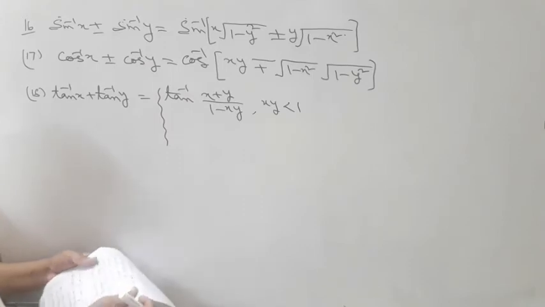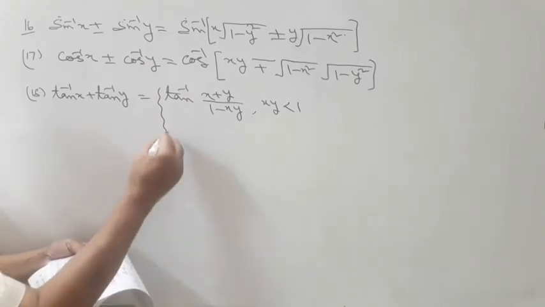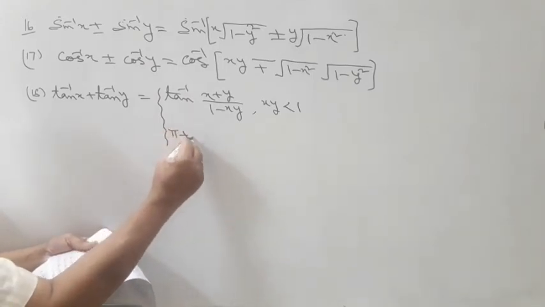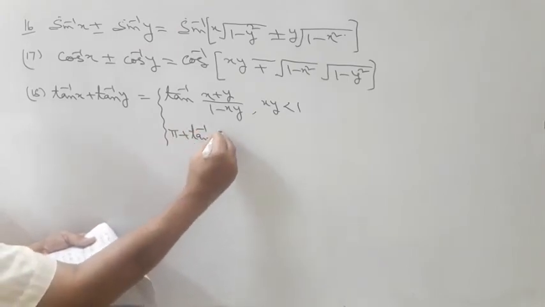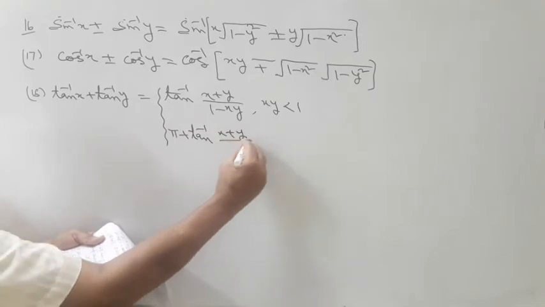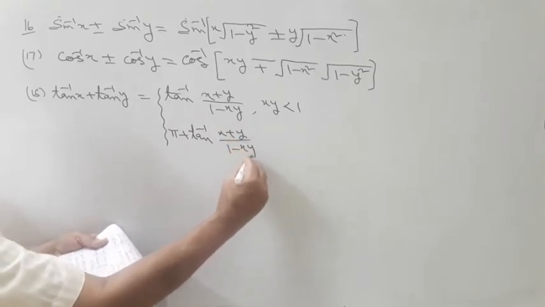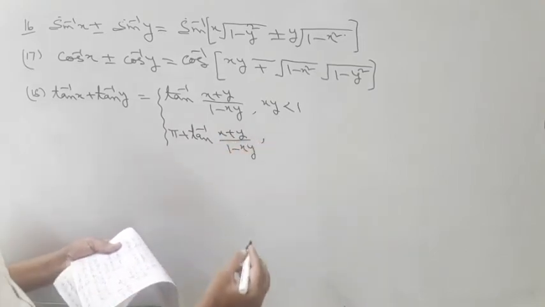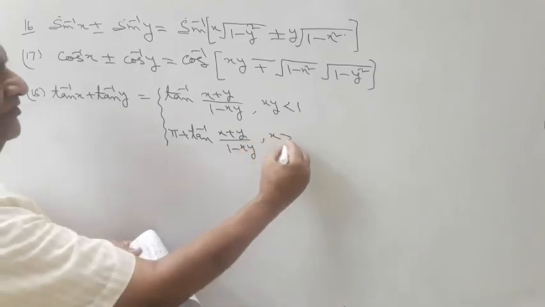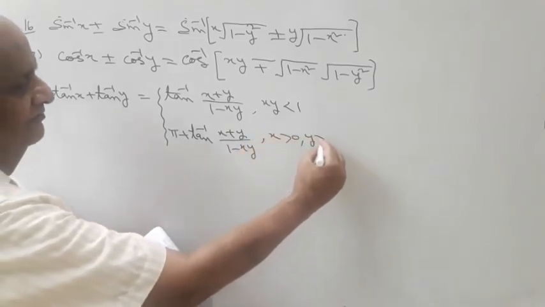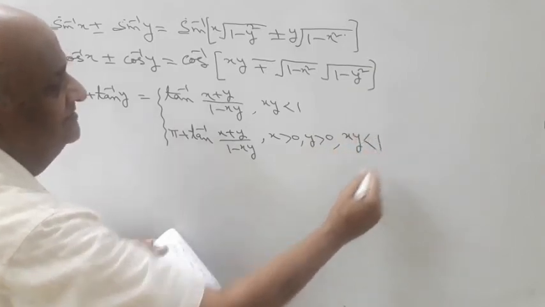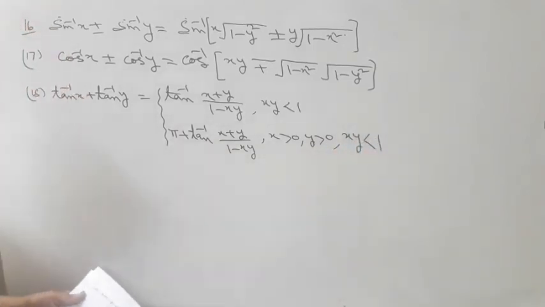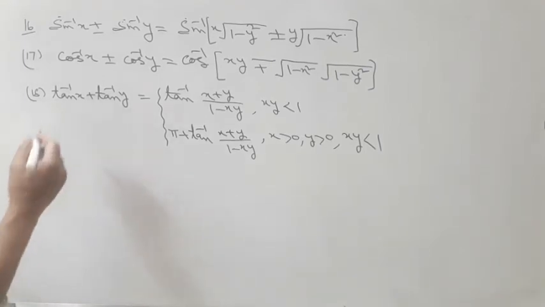And also it becomes pi plus tan inverse of (x plus y) over (1 minus xy), under the condition that x is positive, y is positive, and xy is less than 1. Check out. This is on the basis of this result.